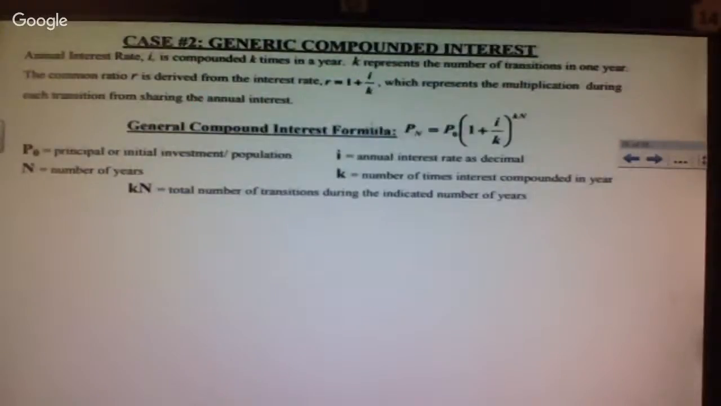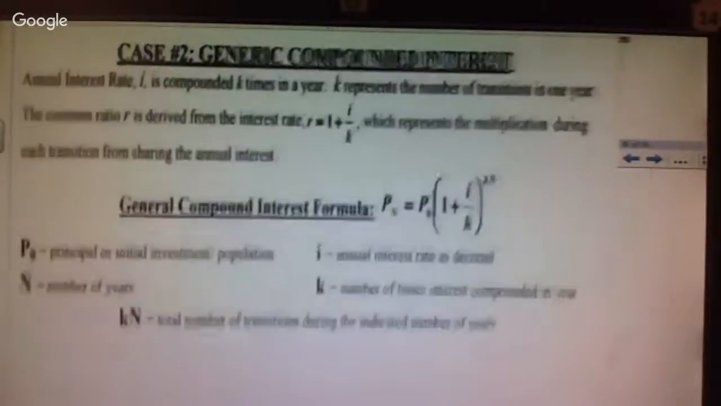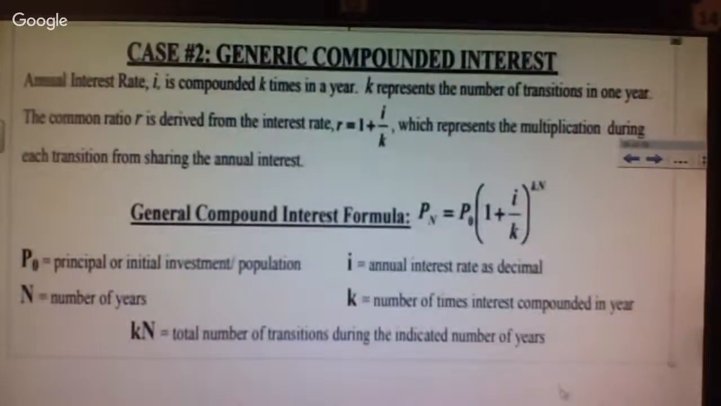All right. We're going to add a little bit to your equation, do a couple examples, and we'll be finished.